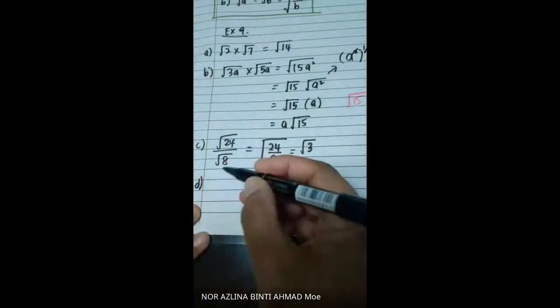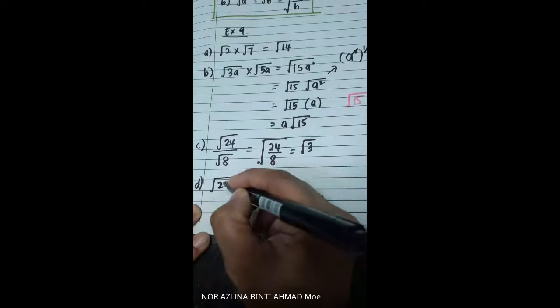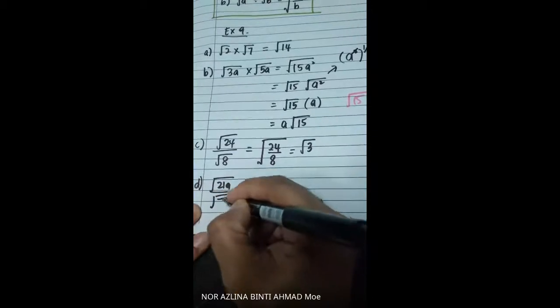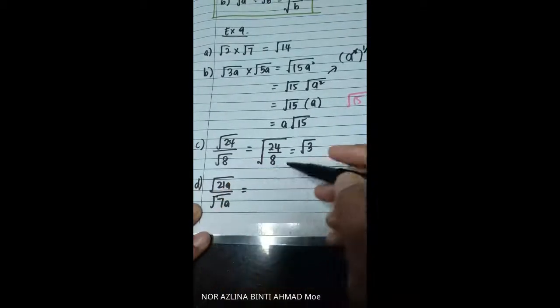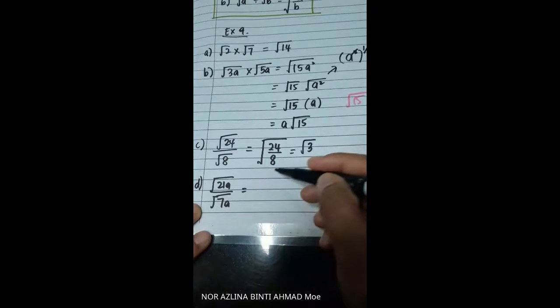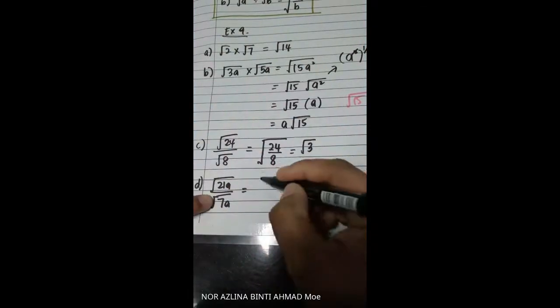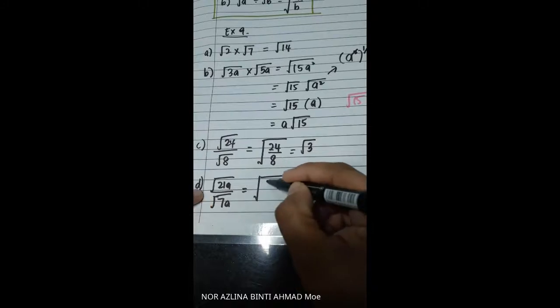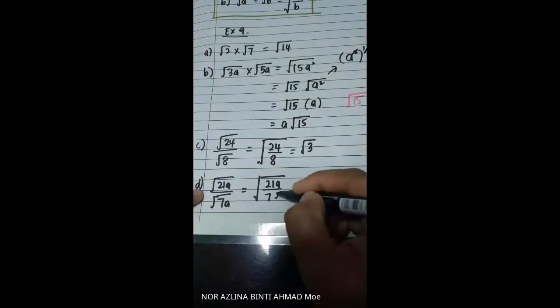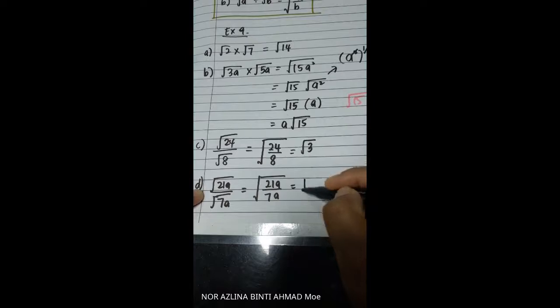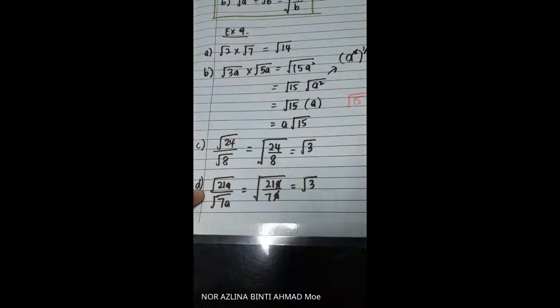Next, D. Square root 21a over square root 7a. So we simplify, we check the root equal root. So we can combine. This is 21a over 7a. So this is square root 3. Simplify 21 over 7. This is 3. So the answer is square root 3.